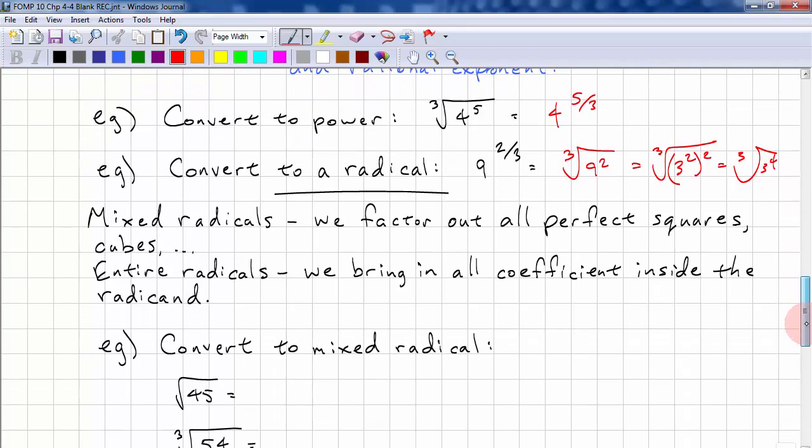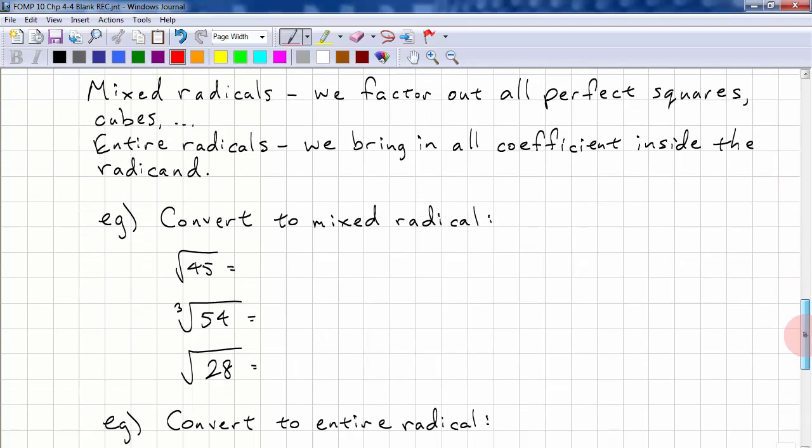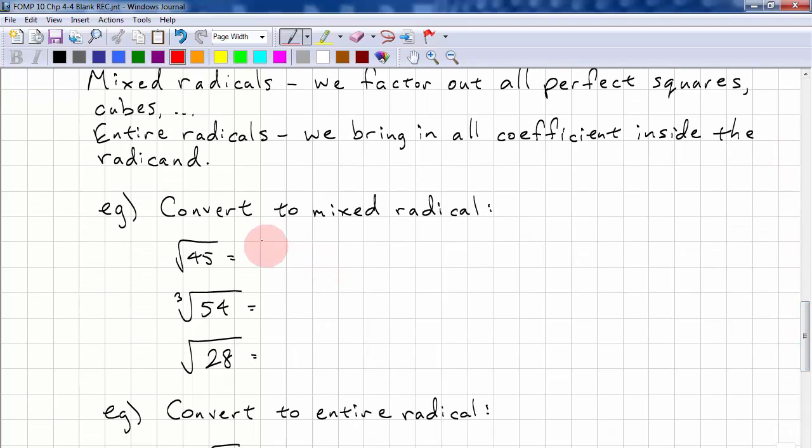Okay, another way to express radicals is mixed radicals. And what we do is we factor out all perfect squares, cubes, or whatever the index is. And the other one is entire radicals, where we bring any coefficients inside the radicand. So this is how we do it. This is square root 9 times 5. 9 is a perfect square, so we have 3 root 5.